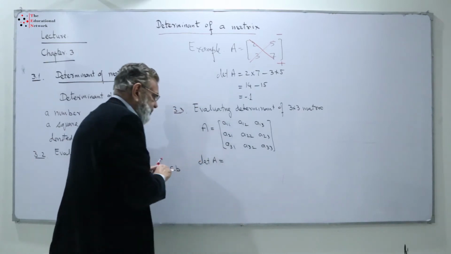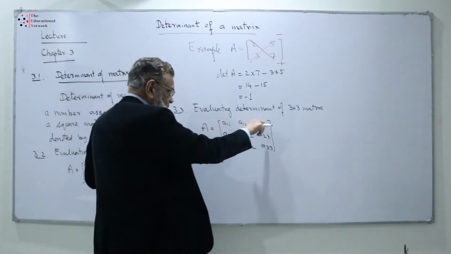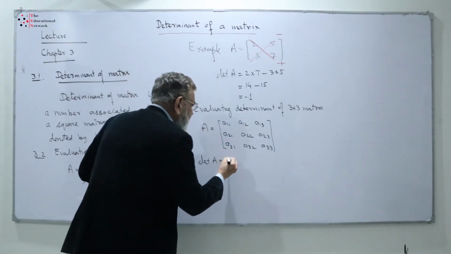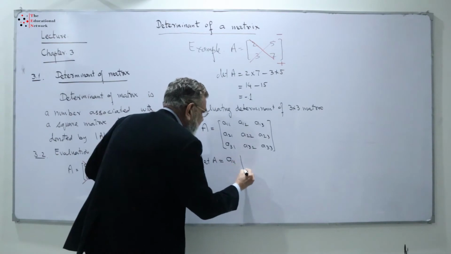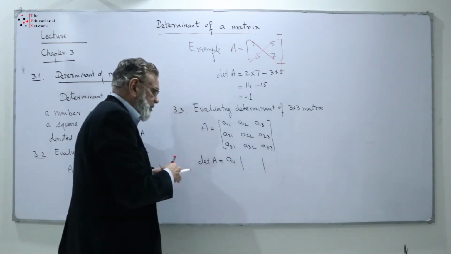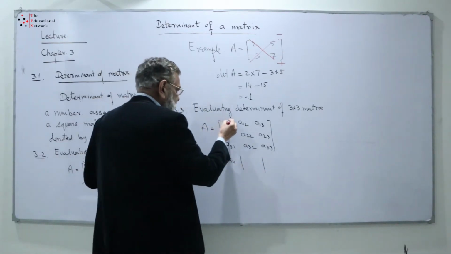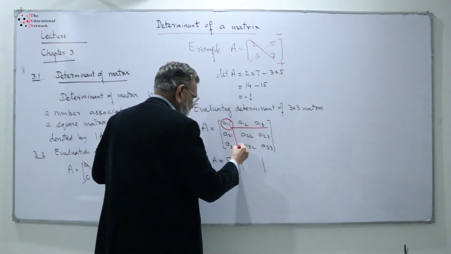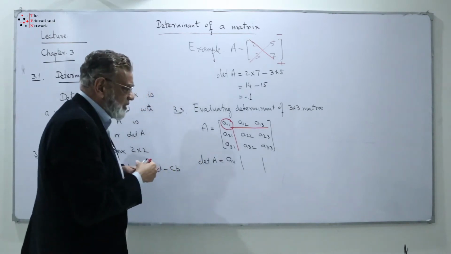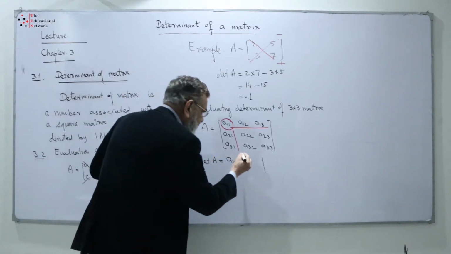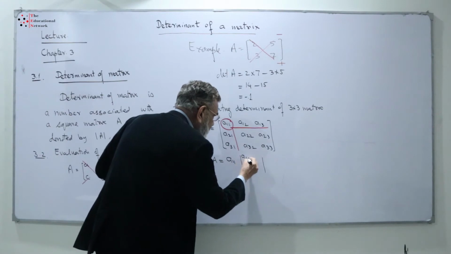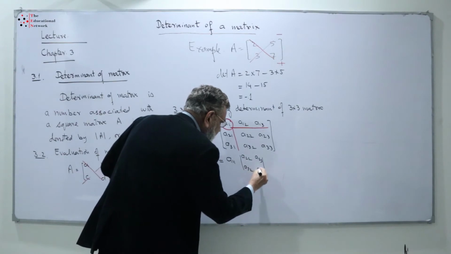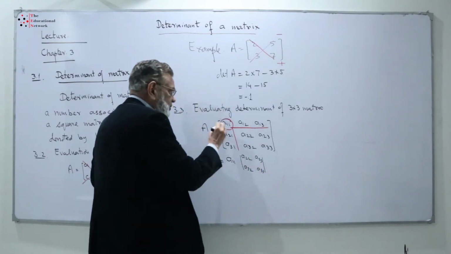When I write the determinant of A, I start from the first row or first column. That's the same. I start from the first row. Write here A11, then write the determinant of what is left. We have A11, so we remove this row and remove this column. What is left, we write as a 2 by 2 determinant: A22, A23, A32, A33. This A11 is plus.